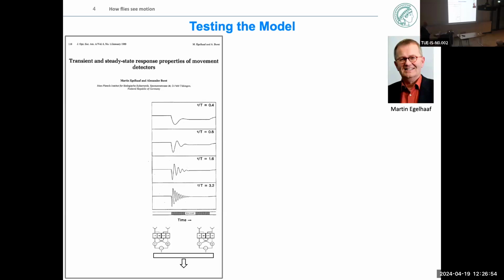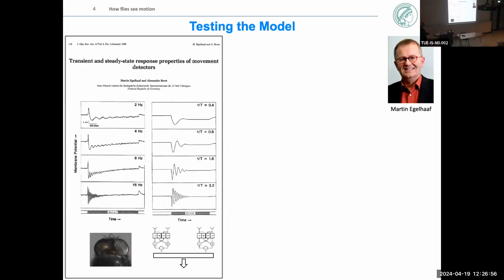So we did experiments and recorded from the large tangential cells in the blowfly, and we indeed saw this ringing at exactly the temporal frequency of this grating motion. And so that was very rewarding and convinced us that, okay, this model must be true.